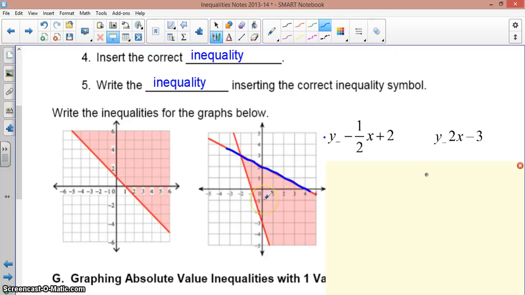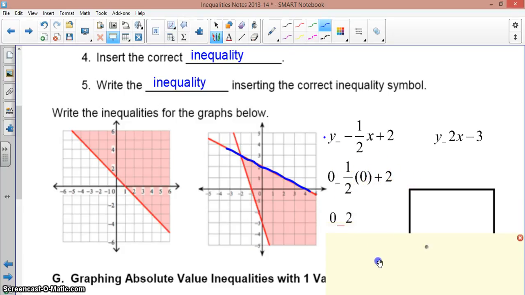I then find a point in the solution region. So in the shading region, 0, 0 is in there, but anything that has to be in the shaded region you can plug in. So I'm going to plug 0, 0 in because it's easy in the shaded region. I'm then simplifying that so I only have one number on each side. I already only have one number on the left-hand side, is 0. I'm then going to take this and make it one number. So 1/2 times 0 is 0, 0 plus 2 is 2. I end up with 0 is blank 2.